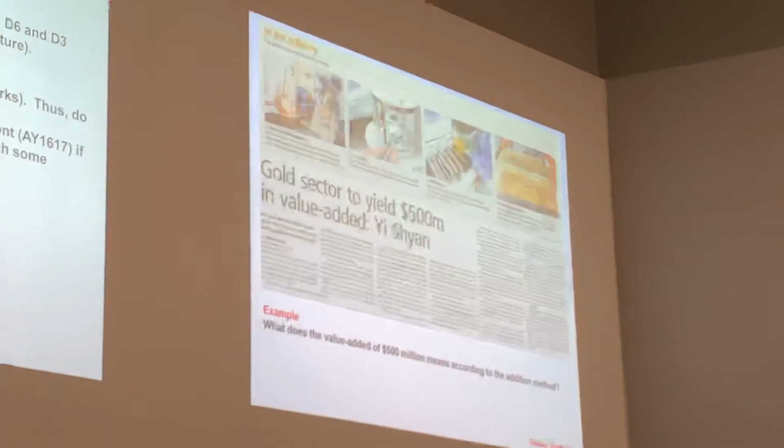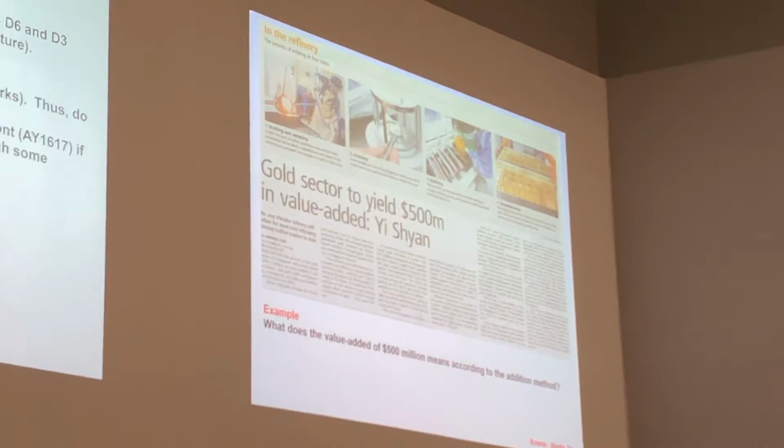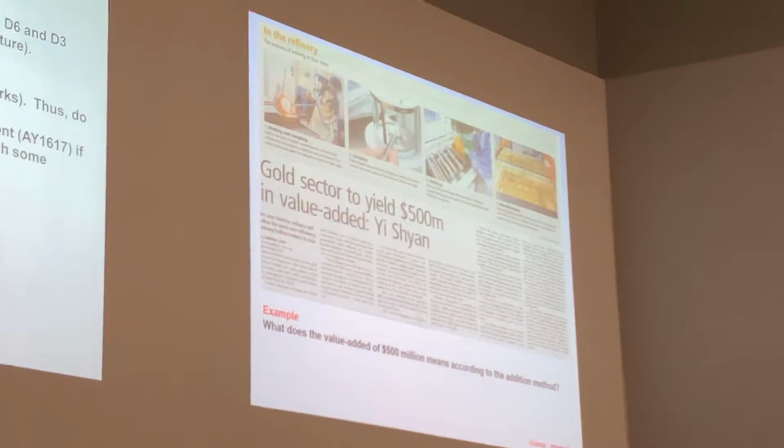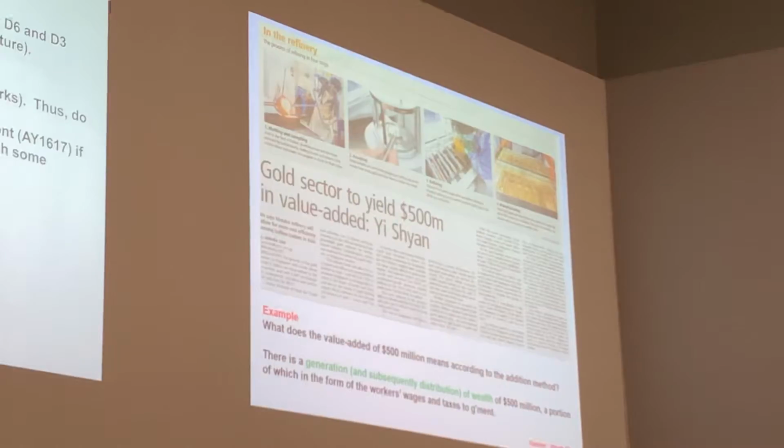Okay? There you go. These are the examples of industry where Singapore wants to help. Gold sector, you have 500 million in value added. What do you mean by 500 million in value added? You generate a wealth of 500 million, which can be distributed to the workers, can be distributed to the government as taxes, and more money for everyone. More money to indulge yourself in things that we always want.